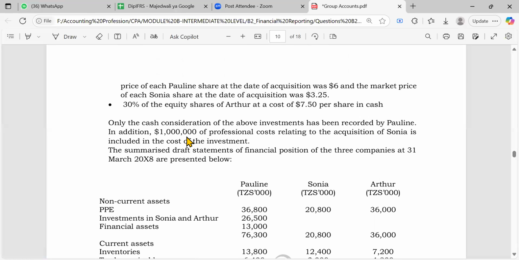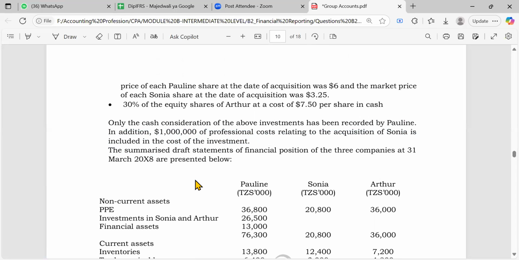It has been written here that only the cash consideration of the above investment has been recorded by Pauline. In addition, 1,000 of professional cost relating to the acquisition of Sonia is included in the cost of the investment. You see, this question actually had a lot of matters, a lot of issues. It means you have to do the correction of errors.